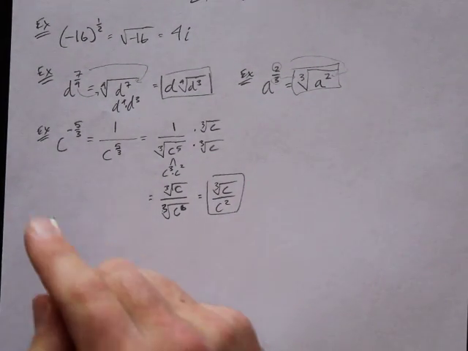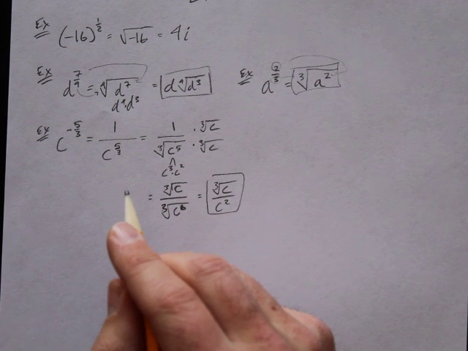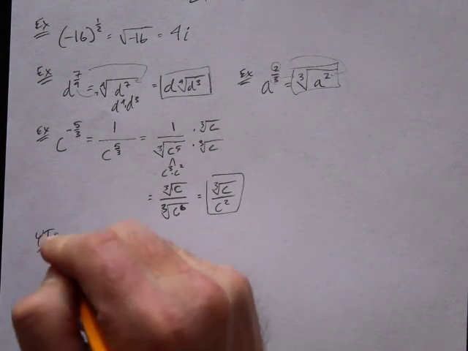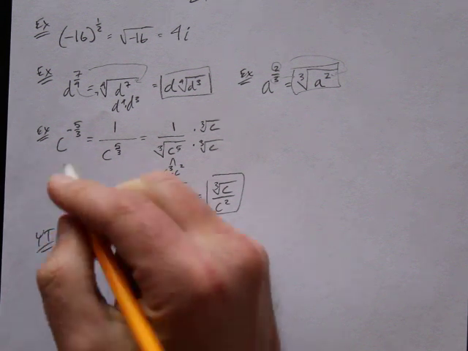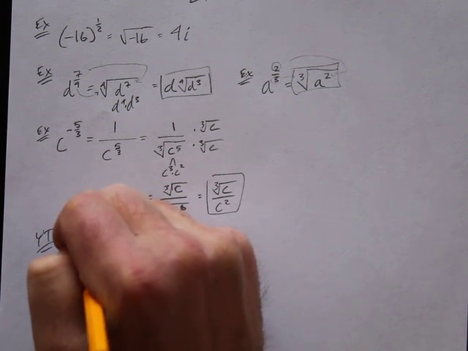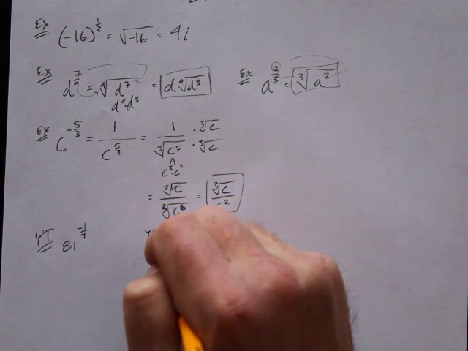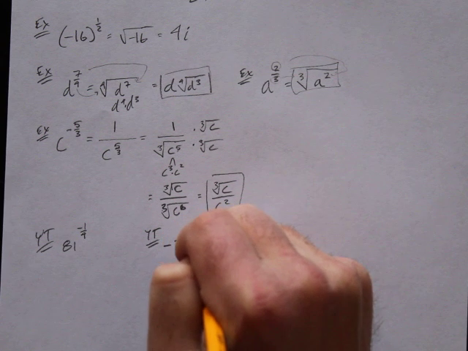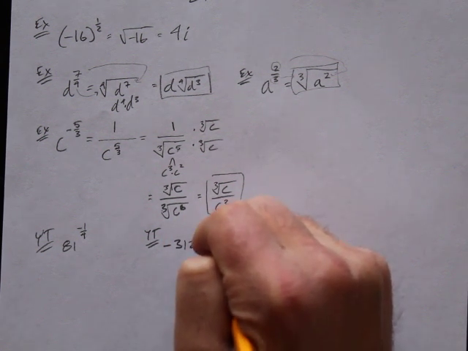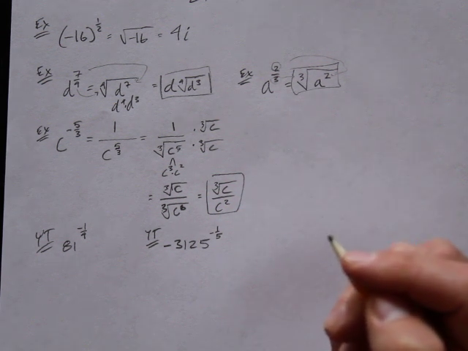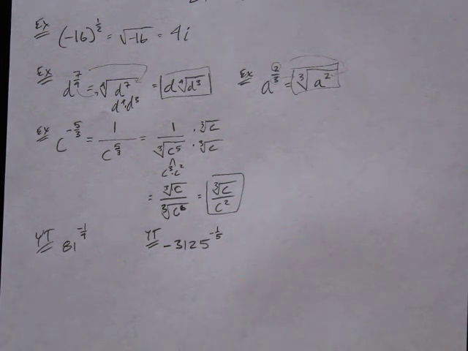Okay, let's have you try. Let's have you try a couple different ones. Here's your try: 81 to the negative 1/4 and negative 3125 to the negative 1/5. Try those two. Get your calculator out for this one, right? And see how you do. All right, go.